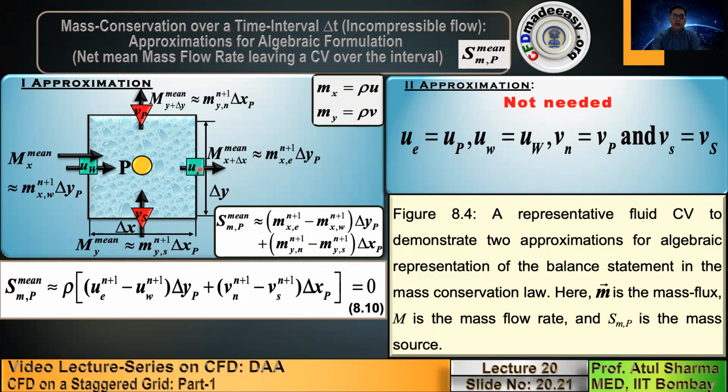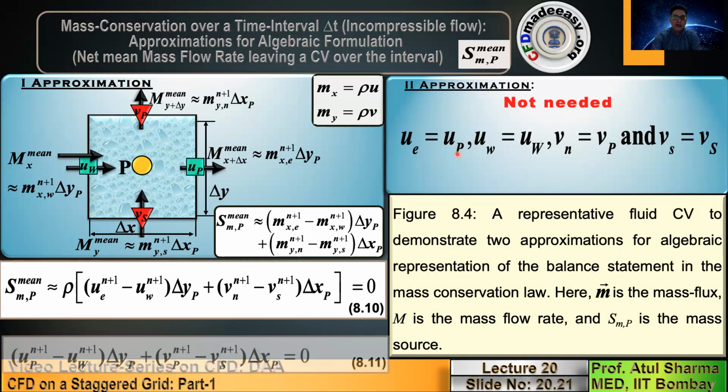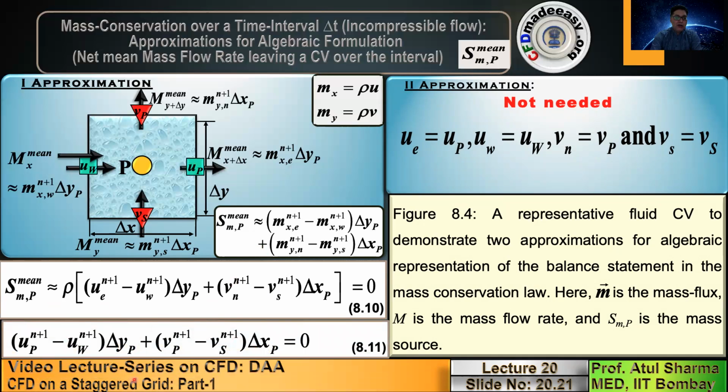So u_e is equal to u capital P. Note that this capital P is as per the convention that we are following. So this is U_P, this is U_W. So u small e is U_P, u small w is U capital W, v small n is V capital P, and v small s is V capital S. So note that by staggered grid, you have completely avoided the second approximation for the mass flux in the mass conservation equation. This is the final algebraic form of the mass conservation law. So this is the mass conservation equation that we have obtained, presented here for a non-uniform grid.